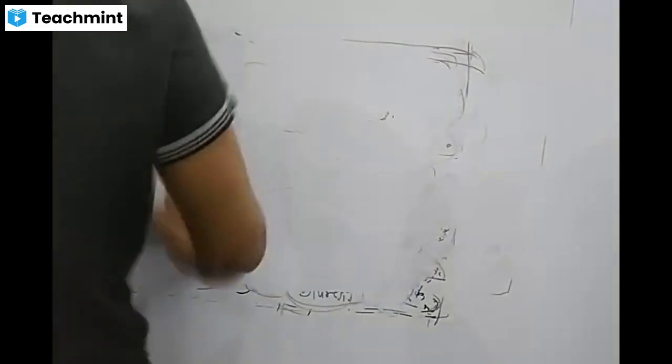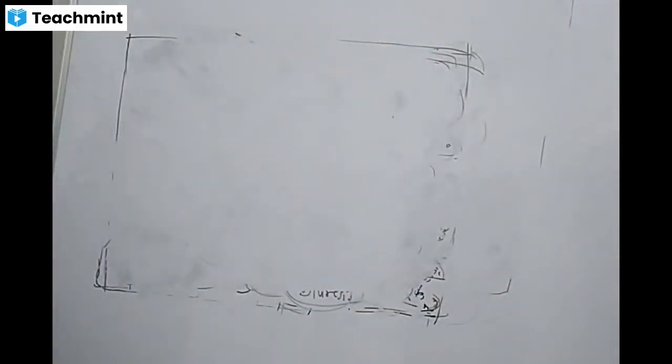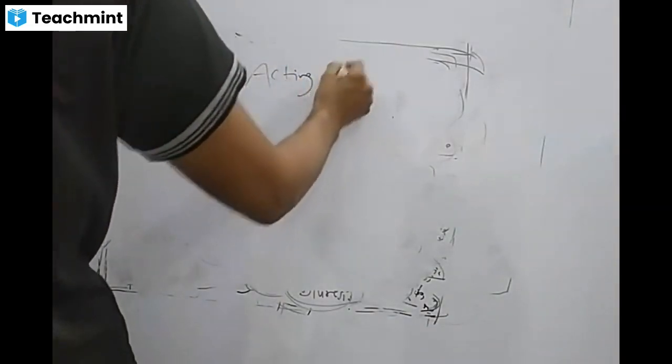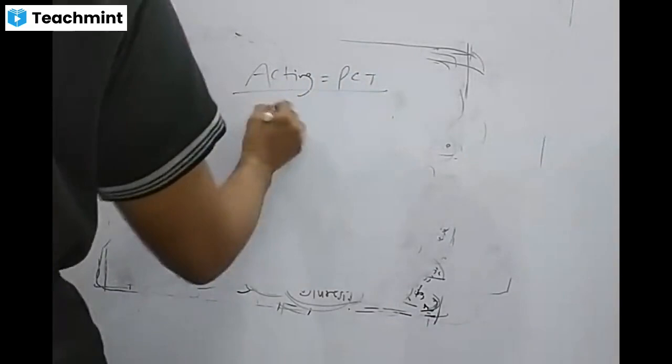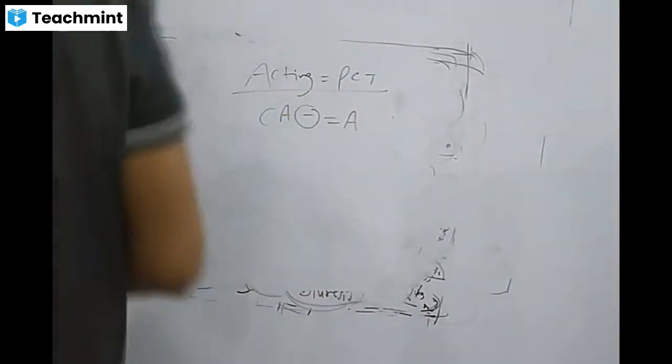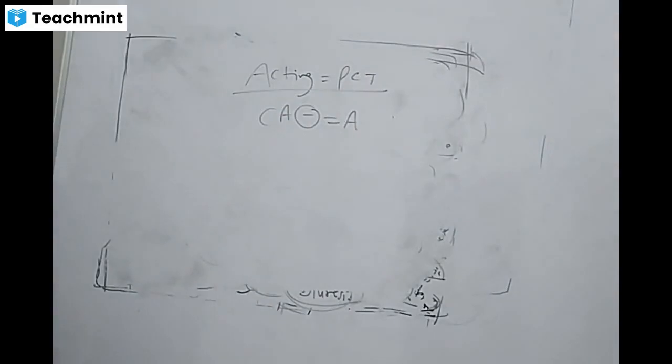The second group of drugs acting on the PCT are the carbonic anhydrase inhibitors.